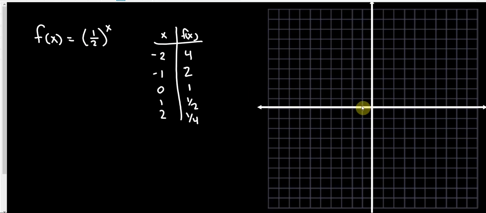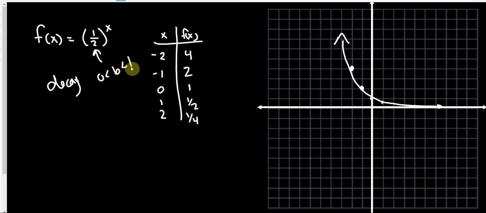So I got -2, 1, 2, 3, 4, -1 up to 0, 1, 1/2, 2, 1/4. Oh, it just flipped it across the y-axis here. It just mirrored it. And so that's exponential decay. So when this base is between 0 and 1, we get exponential decay.